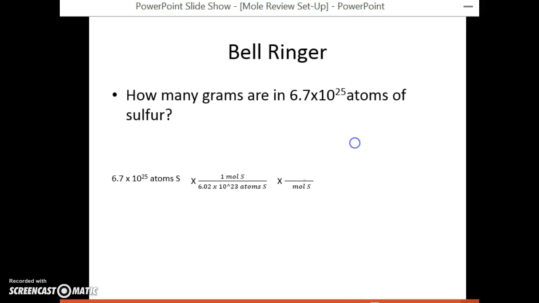And again, you put moles on the bottom, grams on the top, and in 1 mole you have 32.06 grams of sulfur. When we multiply across, you should get something like 3,580 grams of sulfur. And with the proper number of significant figures, since we have 2 significant figures, that should be 3,600 grams of sulfur. Okay, so I know that was kind of fast, but this is review.